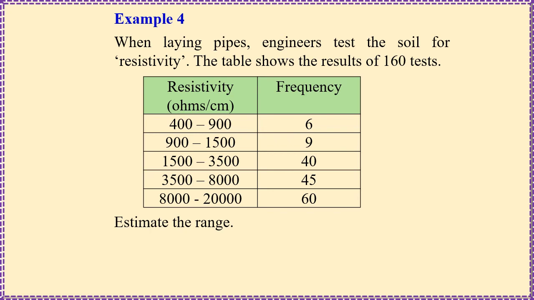Okay, example 4. When laying pipes, engineers test the soil for resistivity. The table shows the result for 160 tests. So now they want you to estimate the range for the group data. For the ungrouped data, we know we just take the highest value minus the lowest value, right? But for group data, how do we find the range?